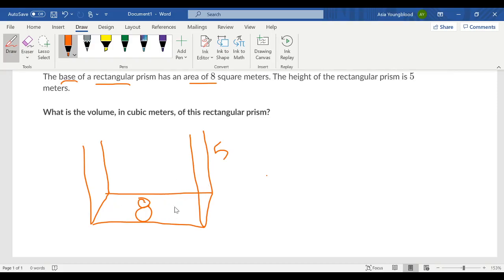Again, it's the same scenario we had in the previous problem. This is our base. We can imagine that we have 8 squares or 8 cubes down here, and we're going to stack 5 of them on top of each other. So we're just going to take this 8 and multiply it by 5 to figure out the total volume, or the total cubic meters that make up this rectangular prism. Again, the volume is the area times the height. They tell us the area is 8 and the height is 5. So our volume is going to be 40 cubic meters for this next problem.